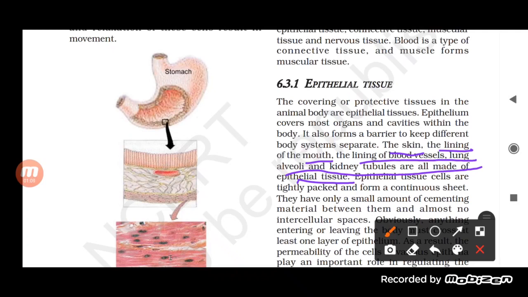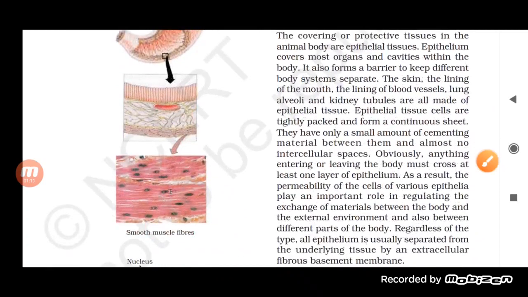Now, when you look at the epithelial tissue structure, you will find that it is a kind of continuous sheet which is tightly packed, and they have only a small amount of cementing material present between them, and there are no intercellular spaces between them. These materials help in cementing. Now anything which enters or leaves the body must cross at least.